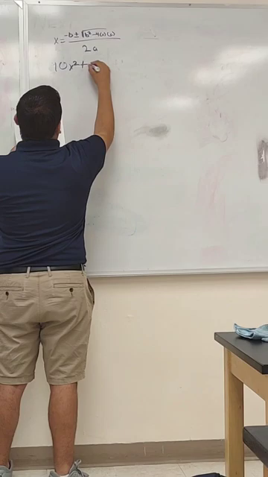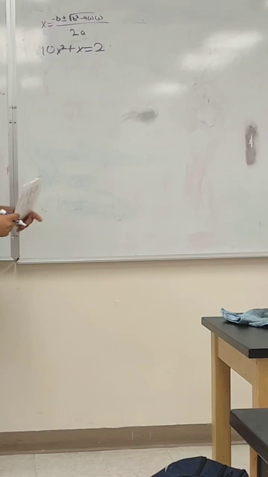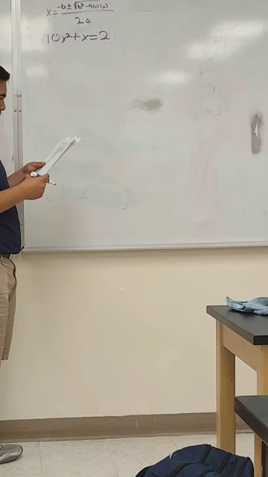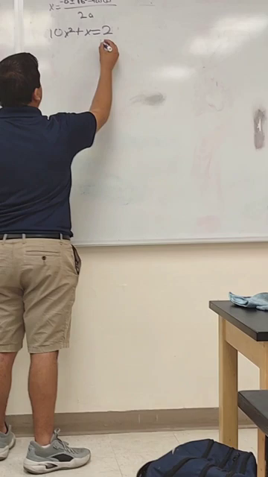Now, can someone tell me what the first step is? Is it to put a zero or equal to zero? Correct. What will we do? You would subtract the two on both sides. Good job.